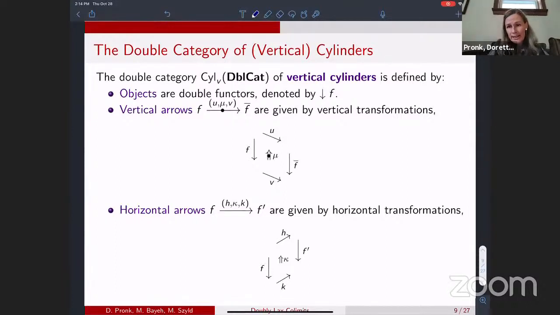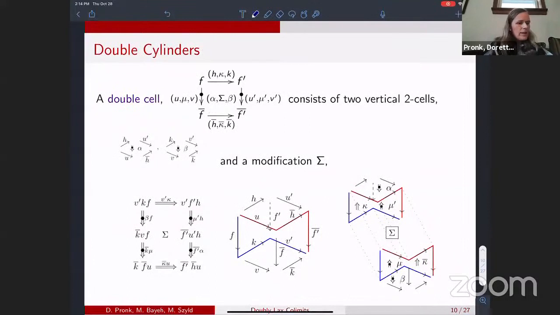Horizontal arrows, similar ideas, they're squares again, but now with a horizontal transformation in similar fashion. So now a double cell here is then, so we have those horizontal and vertical transformations. So they have already built the outside of our cube. So our cylinders are today cubes, really, and topologically the same. And we need to just have a top and a bottom for them. So those are two vertical cells.